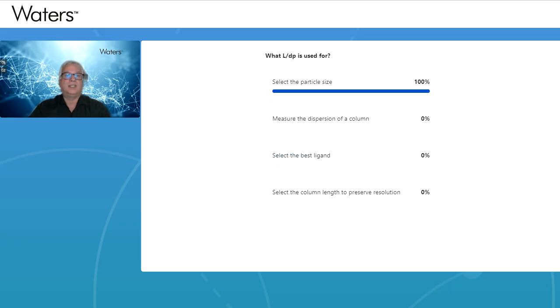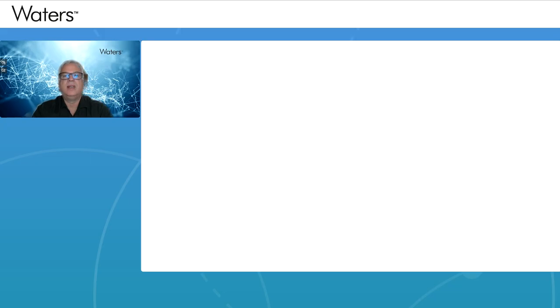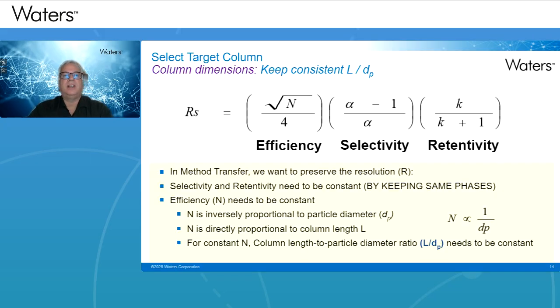Okay, so that's good. We have people that say it's to select the particle size. This is true. And this is also to select the column length. I forgot to mention, sorry, that there were two good answers, basically. So the column length and the particle size, this is what L over dP will be used for. So I'll review these very classical equations of resolution.